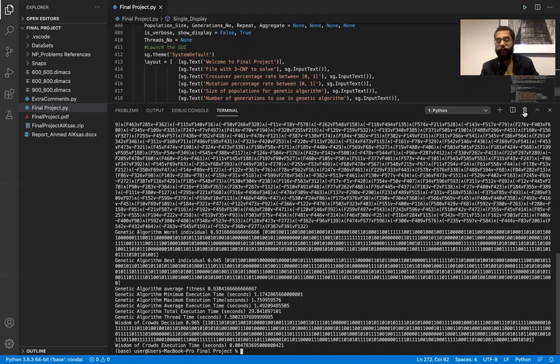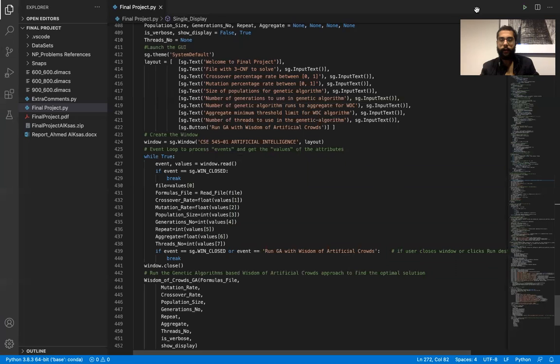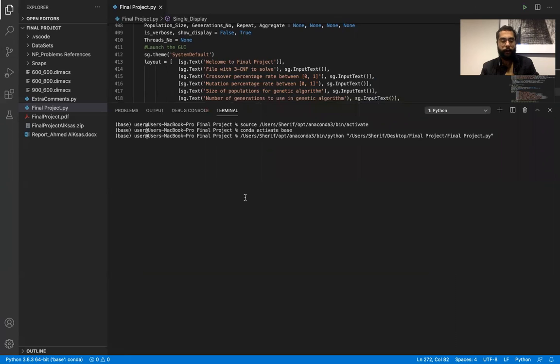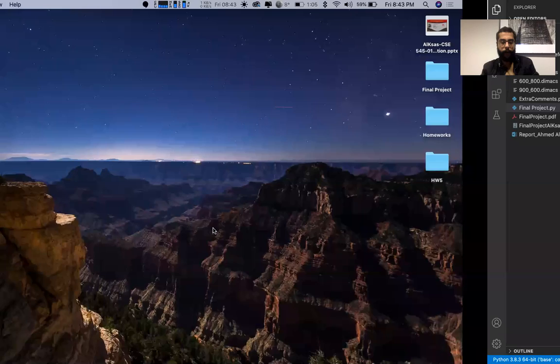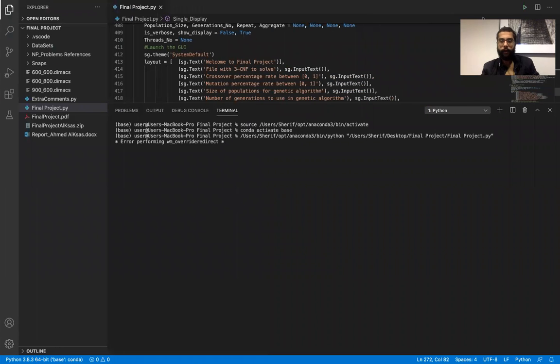We can try another experiment with a larger data set. Let's try something else. Okay, let's try 900 variables by 600 clauses. The crossover 0.1, the mutation rate 0.01, number of generations, we can stick with 100, and the population 100. We can repeat for 20 times, and the threshold 0.9. Number of threads 5. We can run the genetic algorithm. Let's wait for the final output.